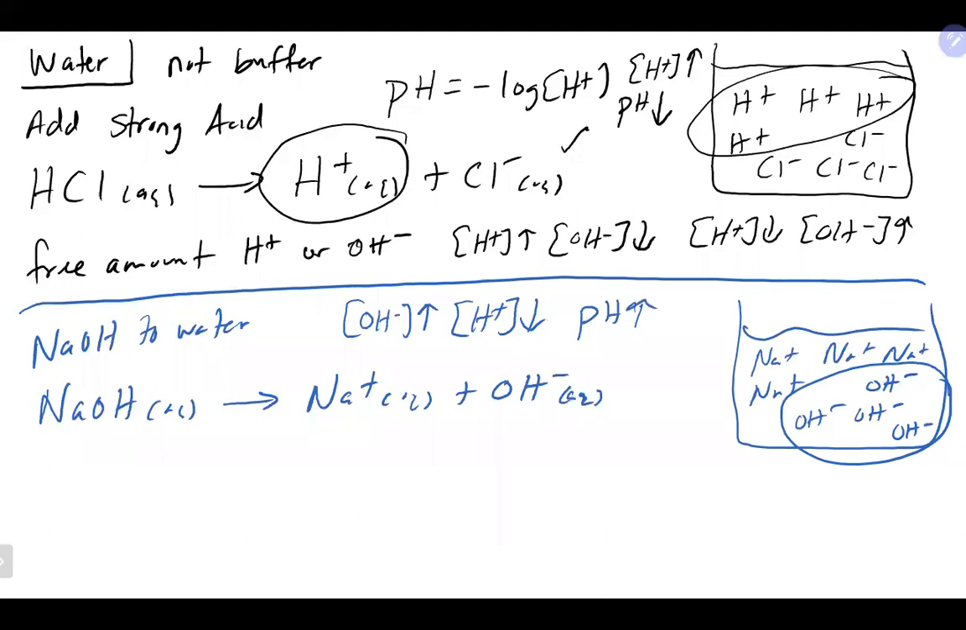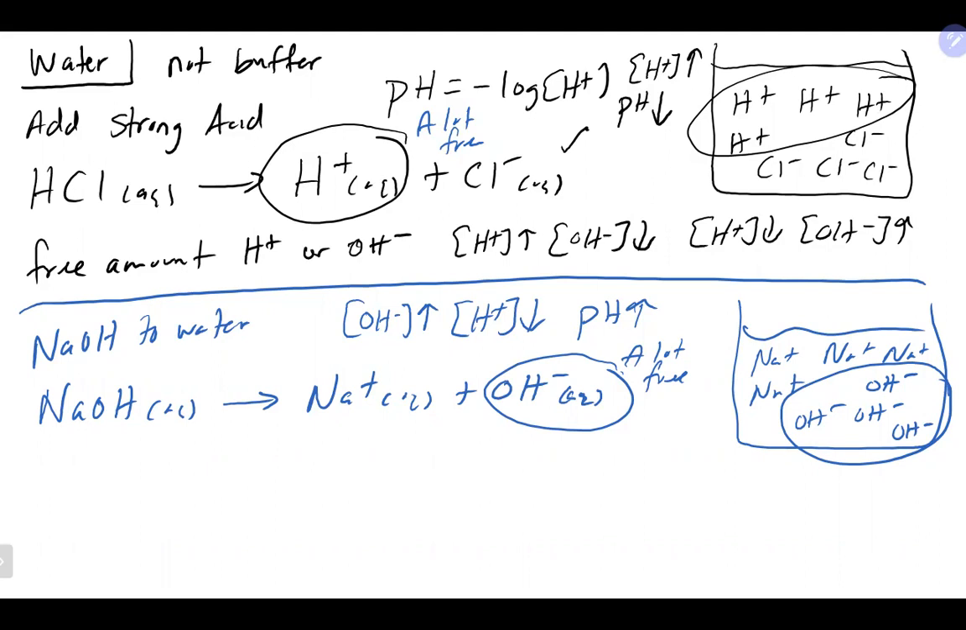So in this case, because we just flooded the solution with a lot of free OH minus, just like we did up here with a lot of free H plus, the pH is going to jump a lot, because those are really the two things that can affect the pH, those concentrations. So that is why water here is not a buffer, and why we would expect to see a really big change in pH when you add an acid or base to it, because basically the amount of H plus is unchecked. When you add the acid, you're basically just dumping H plus in there. And when you add the base, you're basically just dumping OH minus in there. Any questions on that?